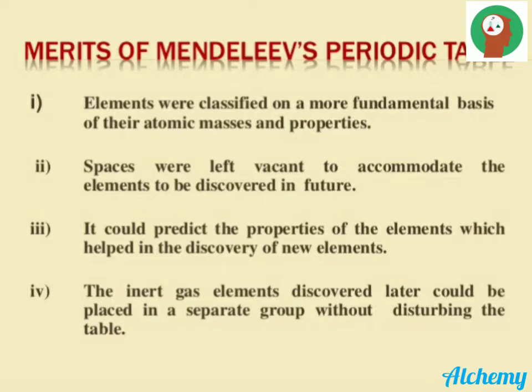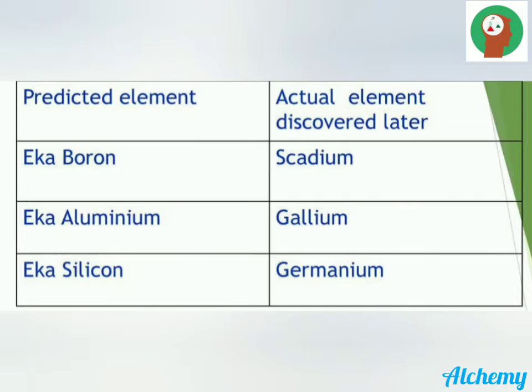It could predict the properties of elements, which helped in the discovery of new elements. The inert gas elements discovered later could be placed in a separate group without disturbing the table. Mendeleev left spaces for elements to be discovered later and even predicted their properties. He named the elements as Eka boron, Eka aluminium and Eka silicon, which were later found to be scandium, gallium and germanium respectively.